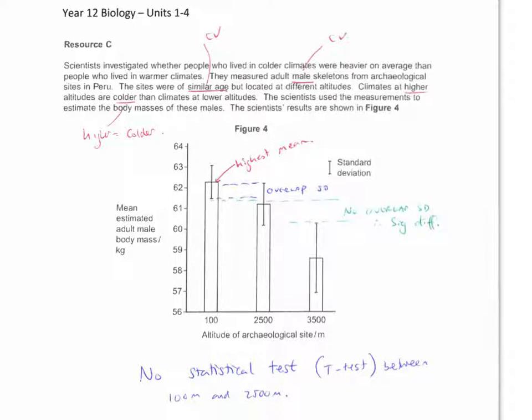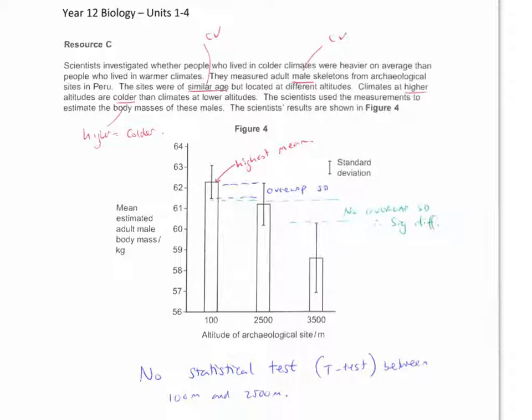The question was, heavy people are adapted to live at lower altitudes. Looking at this, we can say yes, because they've got the highest body mass at the lowest altitude. There are no standard deviation bars overlapping between here and here, showing that there is a significant difference between 3,500 metres and 100 metres. So significantly higher body mass at 100 metres compared to 3,500.